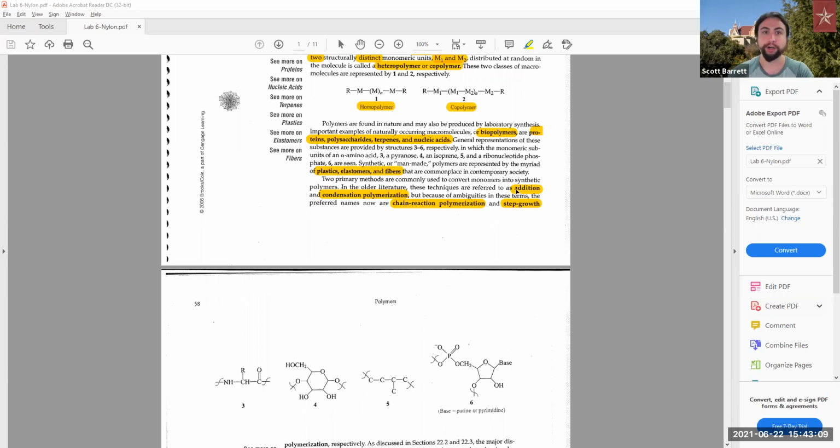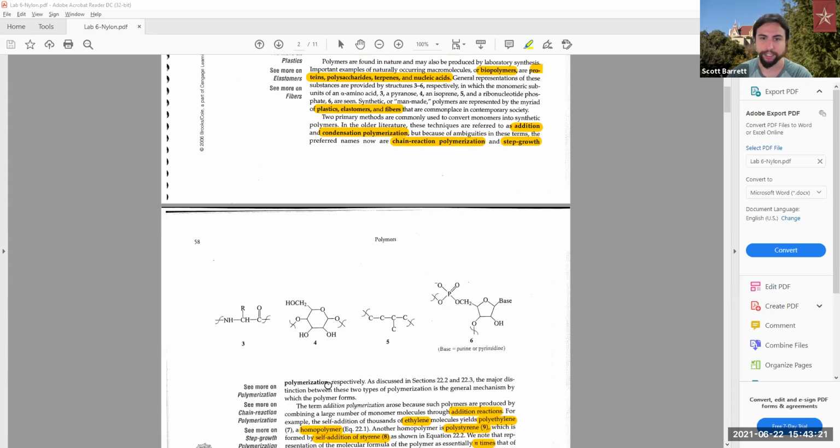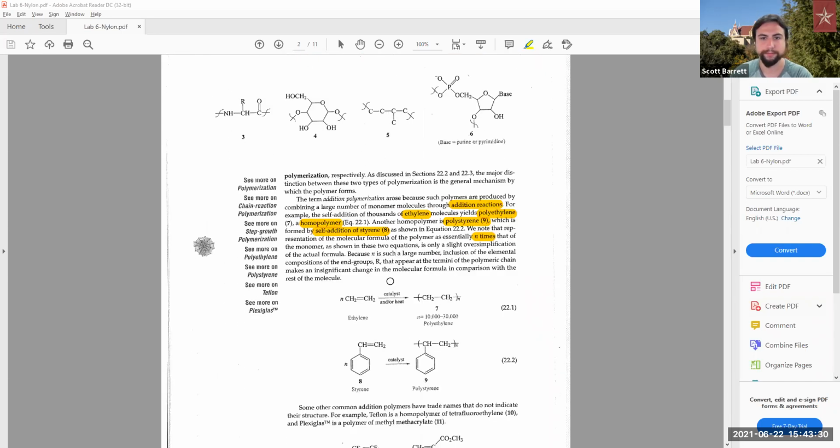So originally they were called addition and condensation polymerization reactions in order to create them. However, now they have created a new terming of it known as chain reaction polymerization, as well as step growth polymerization. And here are just some of the examples of what they were discussing with regards to real life examples of polymers.